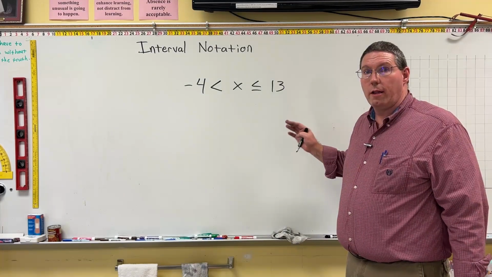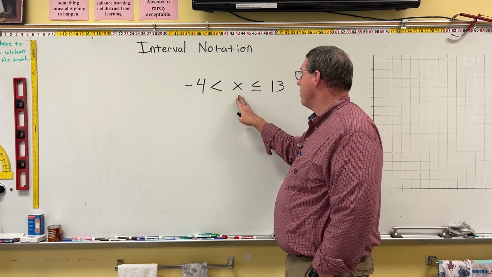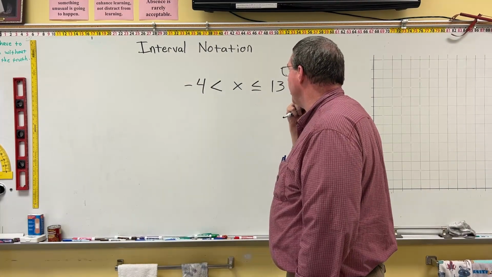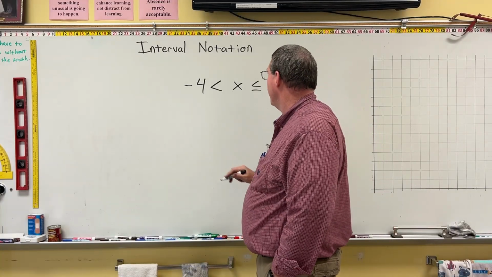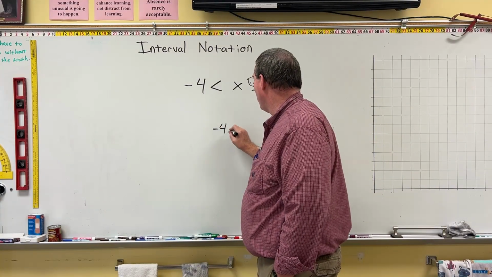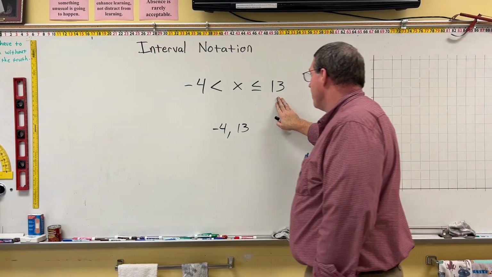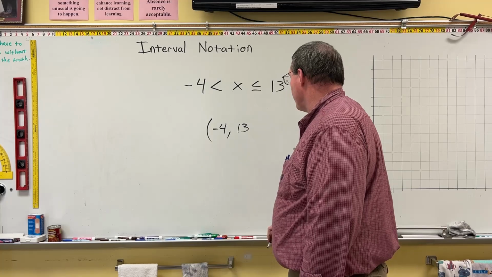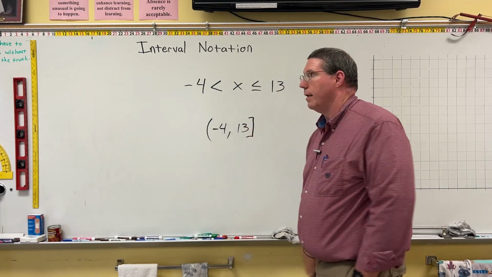This is what I call a between interval. Okay? This is where x is greater than negative 4, but it's less than or equal to 13. And so now we're not going to have any infinities or negative infinities. We're simply going to have negative 4 up to 13. Right? But since x is not equal to negative 4, we do a parenthesis. Since x is possibly equal to 13, we do a bracket, and we're done.